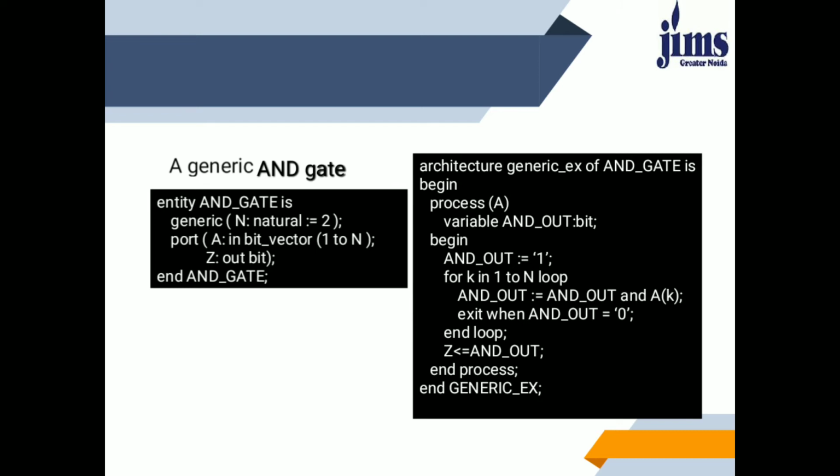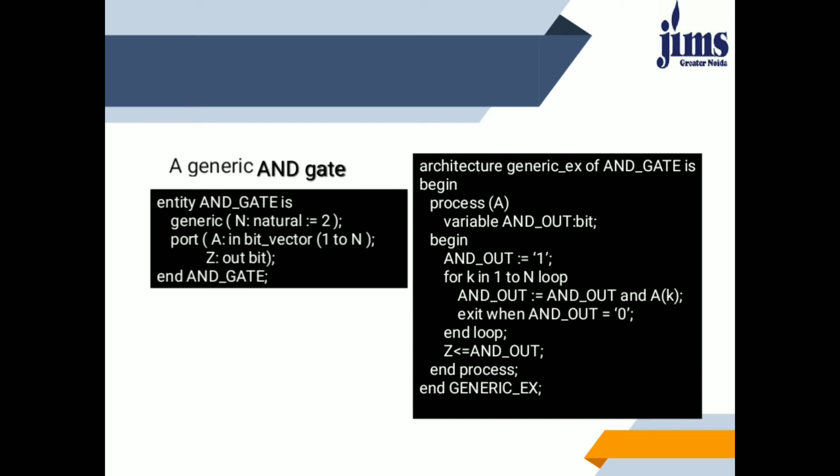It can also be given somewhere else. Now look, in the entity part we have defined in a normal way, entity AND underscore gate is. But after that we have specified a generic parameter that is AND value, which is a natural number, and it is initialized to a value of 2. Now in the port part we will define just a single input A but with a vector range of 1 to n. This AND value is specified in the generic syntax, which is the value of 2. Now Z is the output.